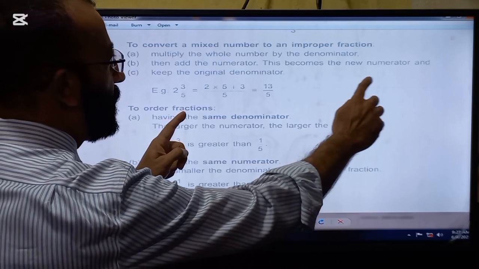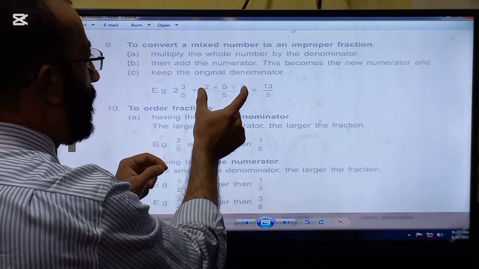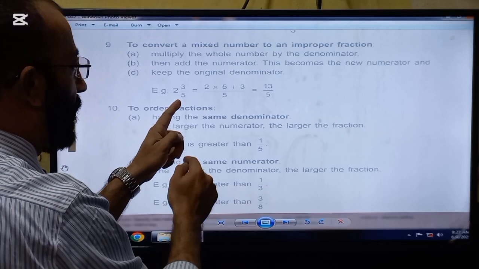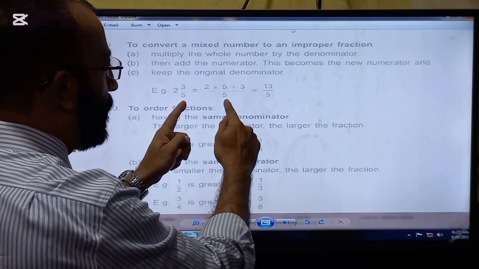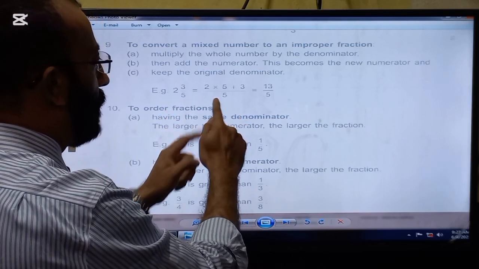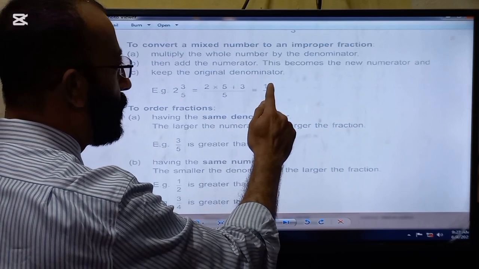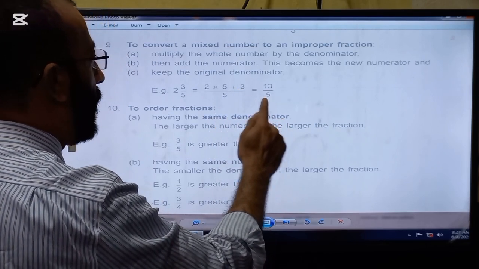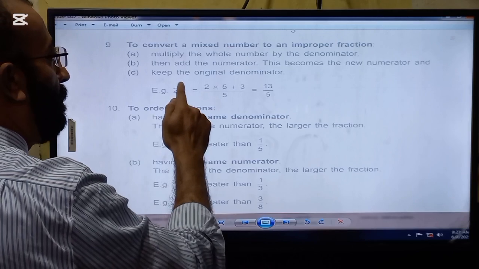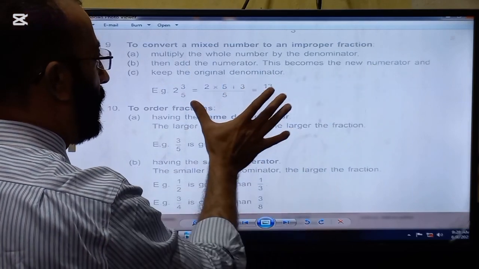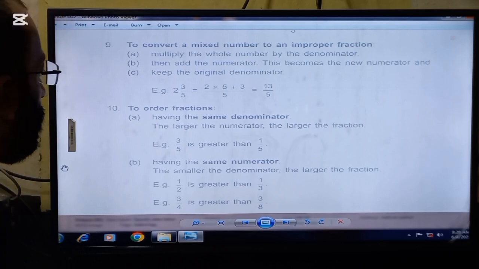Okay, this becomes the new numerator. So this is the new numerator, and keep the original denominator. So here is the denominator, that is 5. So we are keeping the denominator. So now solve it. 2 5s are 10 plus 3 is 13. So 13 by 5 is the answer for this mixed number. So to convert a mixed number to an improper fraction, these are the steps.